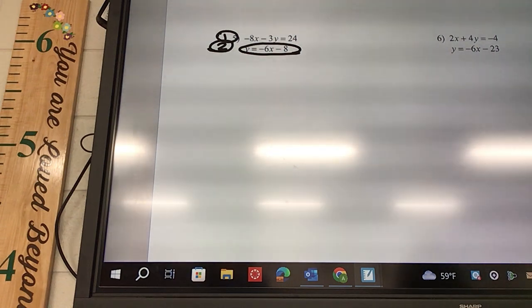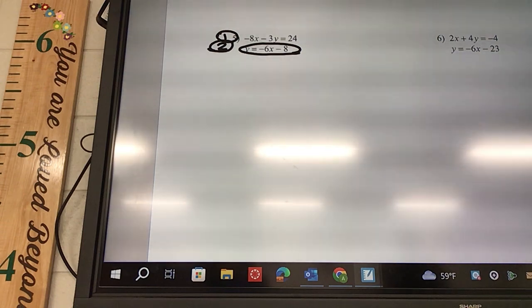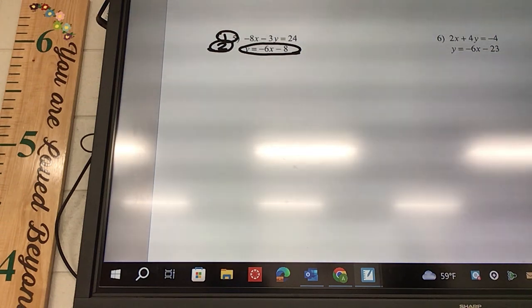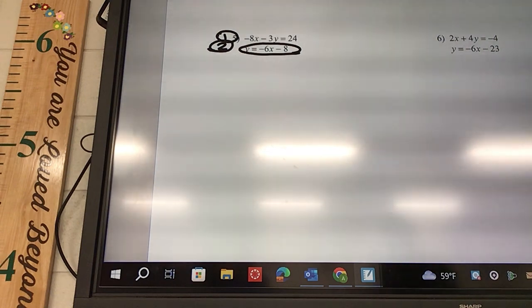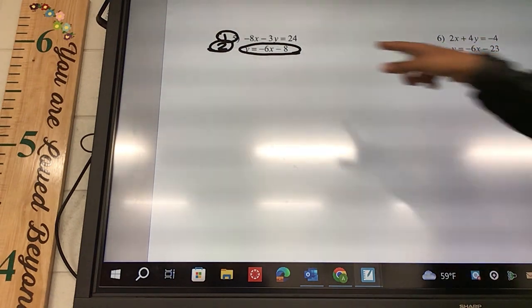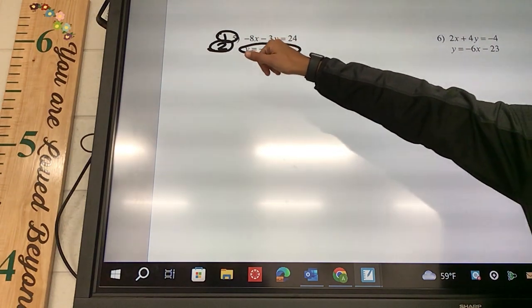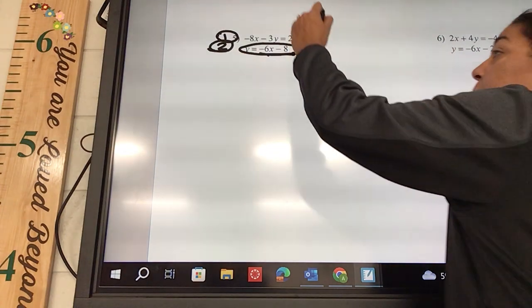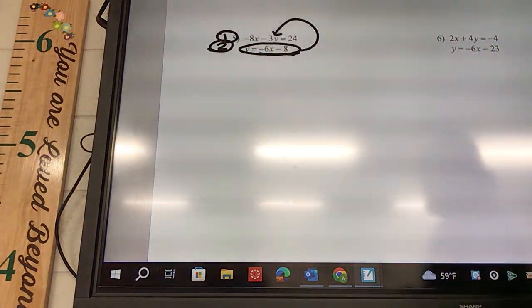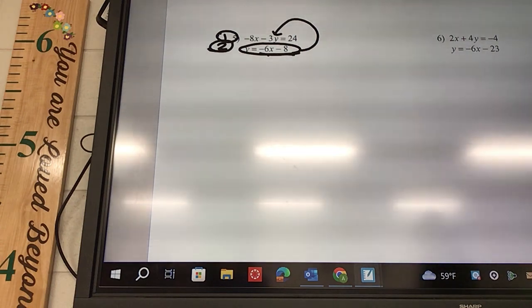Negative 8. Negative 6x minus 8. Okay? It's no different than the front, right? The front just said negative 3. This just says this whole thing. So it says y and then this. So we're going to take this and, the same as we did before, put it up here in the y. We're going to write down that equation.